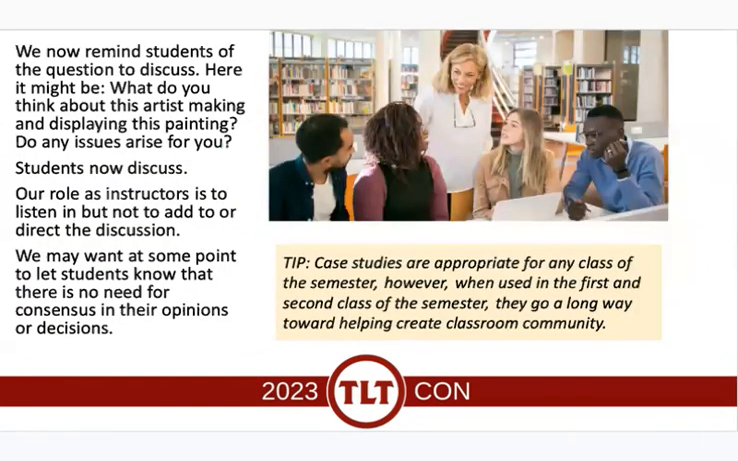Once they're in the small groups, I remind students of the question we're discussing. So here we have an artist who created a painting, and some of the things we might ask the students to discuss are, do you think there are any issues around this artist creating this painting? Does anything arise for you? So in a sense, I'm keeping it sort of vague to see where students are at with their thinking about issues that might arise. And then I might say, okay, great, let's start discussing.